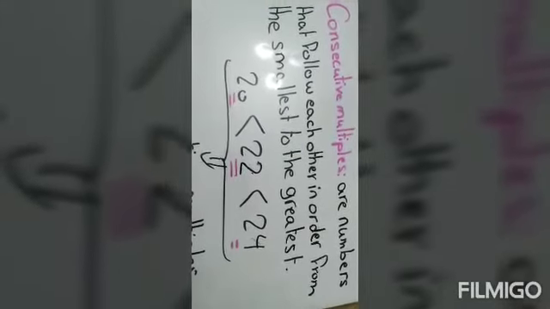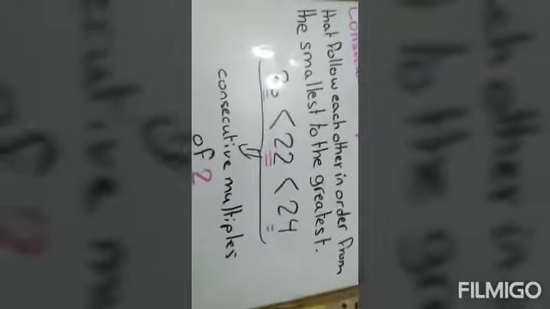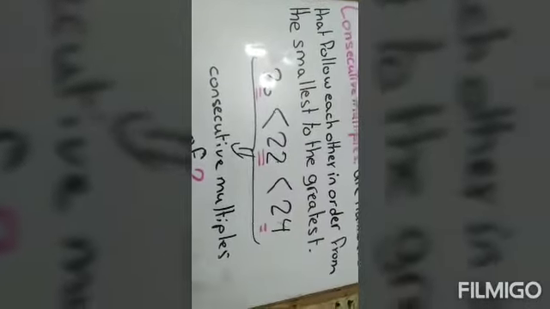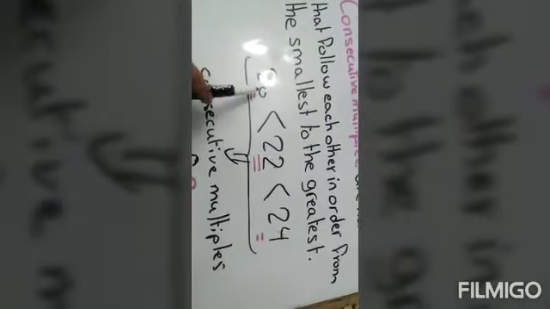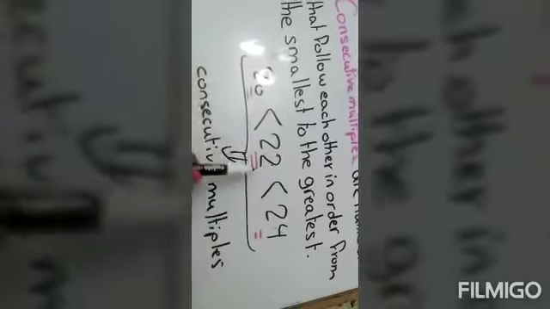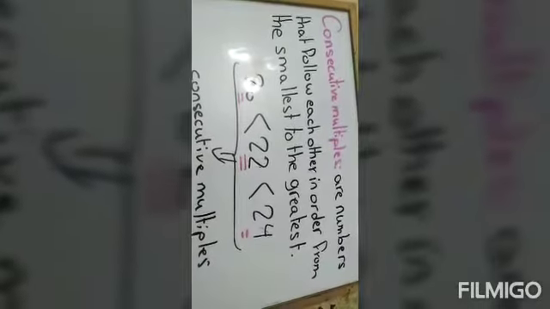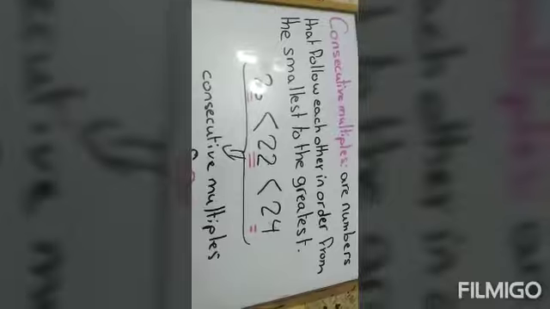So we can call them consecutive multiples of 2 because multiples of 2 end with even numbers. And here also they end in 0, 2, and 4. So we call them consecutive multiples of 2.